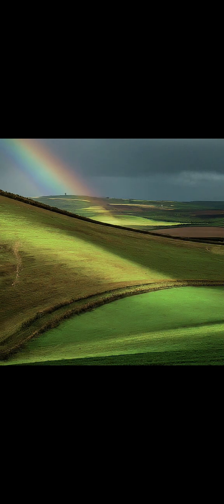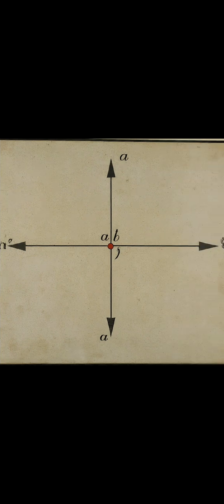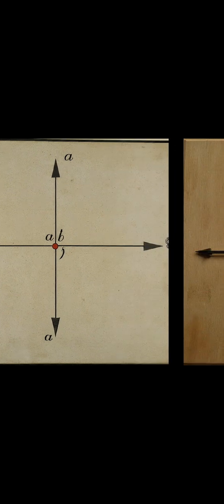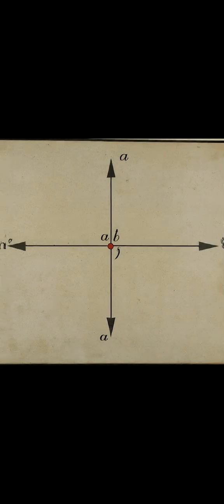Fundamental loci. 6. Perpendicular bisector. The line that intersects a line segment at its midpoint and is perpendicular to it. 7. Angle bisector. The line that divides an angle into 2 congruent angles. 8. Circle. The set of all points equidistant from a fixed point, the center.